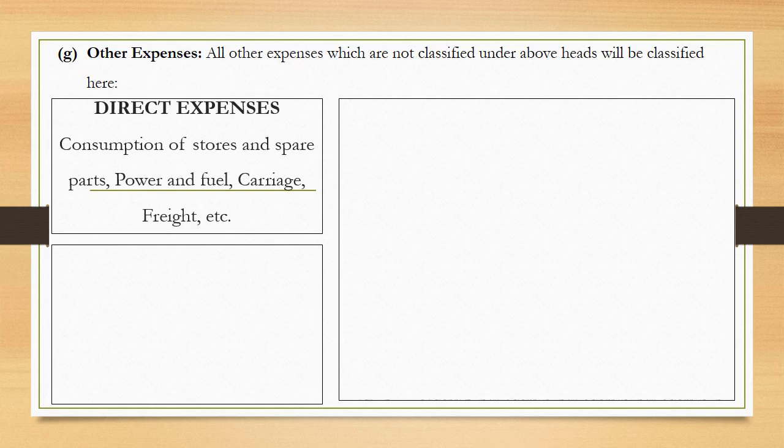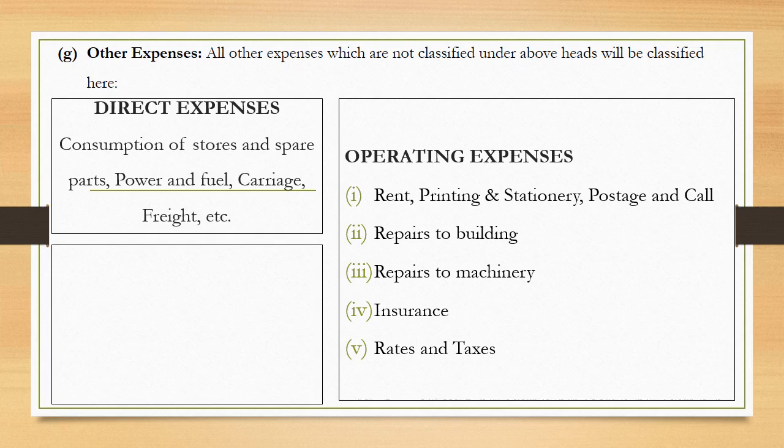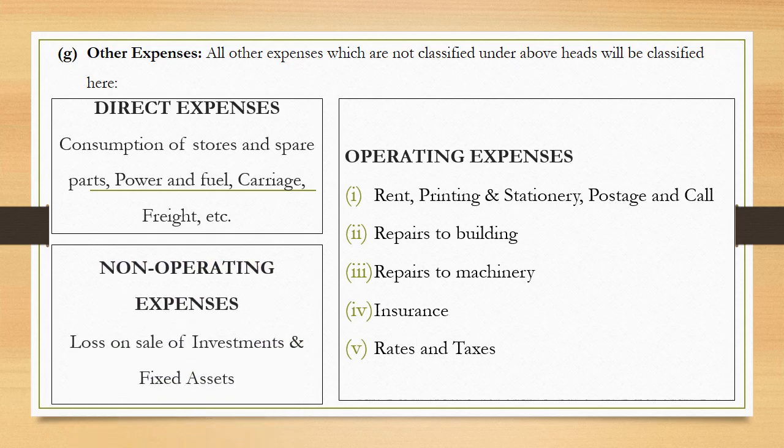After direct expenses, we have operating expenses. Operating expenses are the routine expenses, like rent, printing and stationery, postage and call, repairs to building, repairs to machinery, insurance, rates and taxes. After that, the third category is non-operating expenses. Under this head, we can see loss on sale of investments or loss on sale of fixed assets. So, 7 items were there under expenses: C, P, C, E, F, D, O. All the 7 items, including their contents, have been discussed.